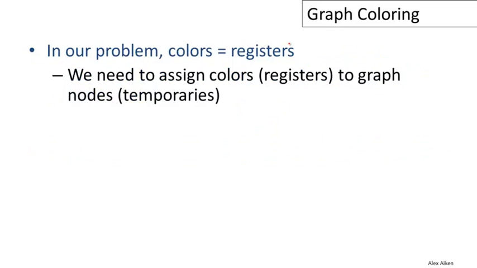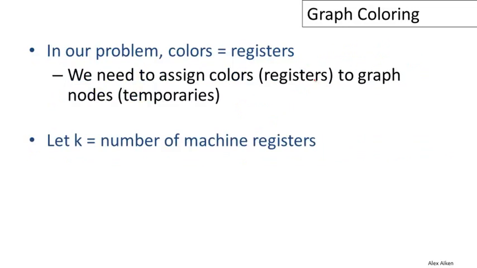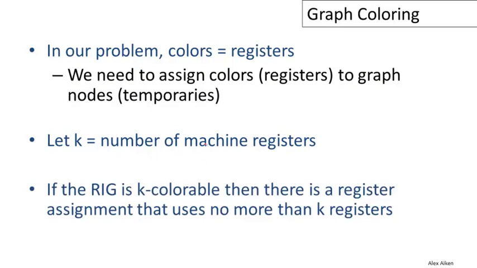In our problem, the colors correspond to registers. So what we want to do is to assign colors or registers to the graph nodes. And we're going to let k, the maximum number of colors we're allowed to use, be the number of machine registers, so the actual number of registers present on the architecture for which we're generating code. And then if a register interference graph is k-colorable, then there's going to be a register assignment that uses no more than k registers.